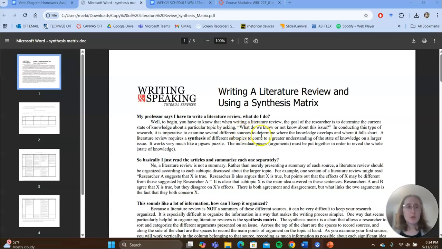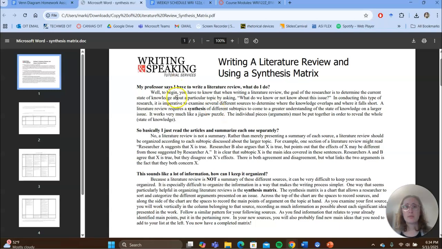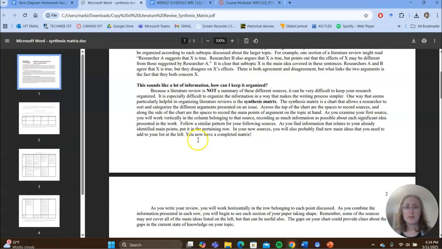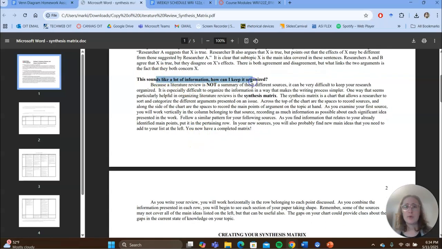The last thing that I wanted to show you this week was another tool that I think is really helpful, especially if you haven't written a synthesis paper in the past. This is a really helpful tool for how do you even start? So where do I start and what do I do? And I have this PDF on Canvas, but they walk you through, my professor says I have to write a lit review. What is that? What do I do? It sounds like a lot of information. How do I keep it organized?